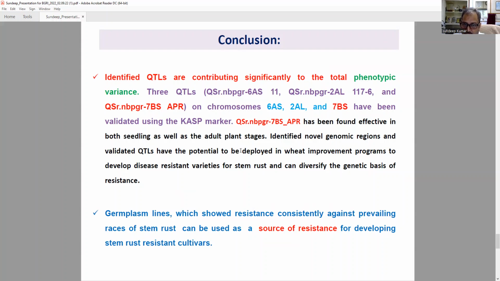And these QTLs have the potential to be deployed in wheat improvement programs to develop disease-resistant varieties for seedling as well as adult plant resistance to stem rust, and can diversify the genetic basis of resistance. The germplasm lines which we have identified as resistant can be used as a source for developing stem rust resistant cultivars.